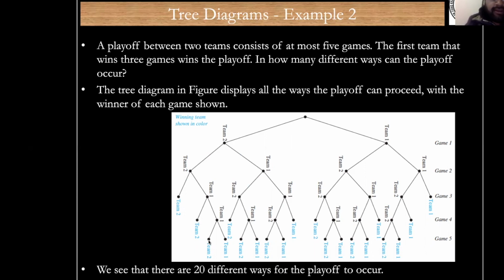Similarly, all the ones that are blue here are terminal games, where when a team wins, it wins 3 games of the series, and the rest of the games do not need to be played, as the series has already been decided. So if you count the number of blues here, the tree diagram shows that there are 20 different ways for the playoff to occur.